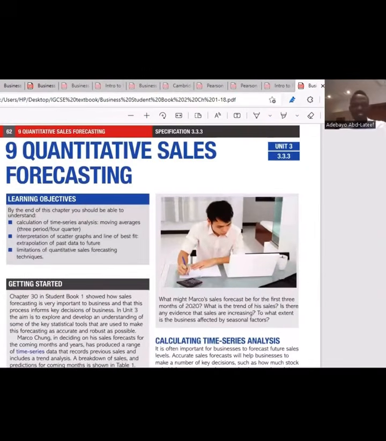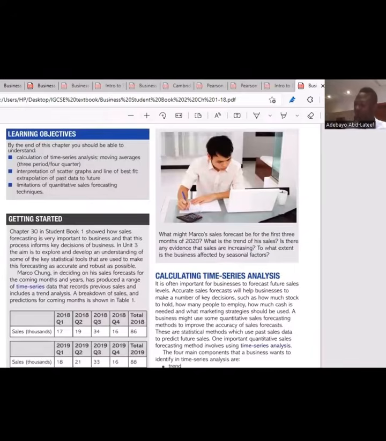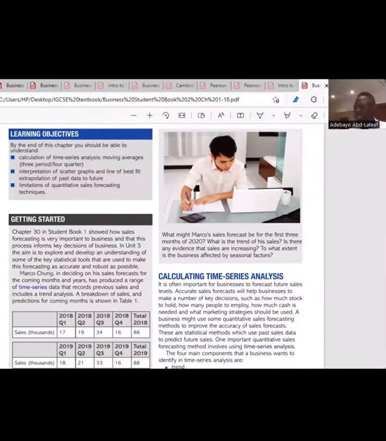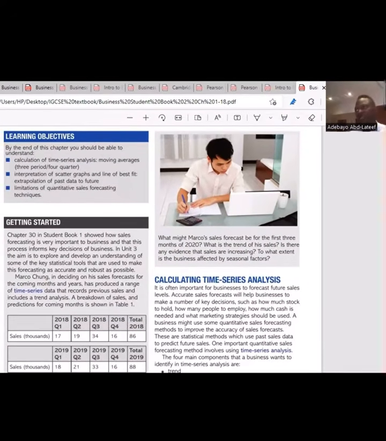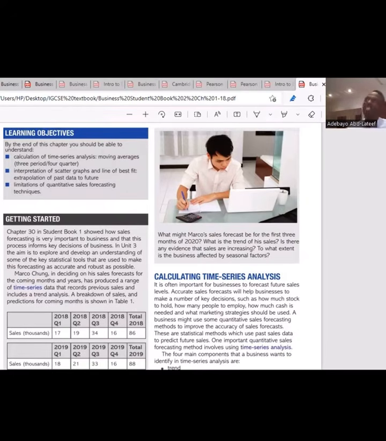So today's topic is quantitative sales forecasting. When you talk about quantitative sales forecasting, basically it's a tool that a business can use to make important decisions. And when you talk about important decisions based on your sales, whatever a business does, it's about how revenue comes in. And how will the revenue come in? How will you make revenue?